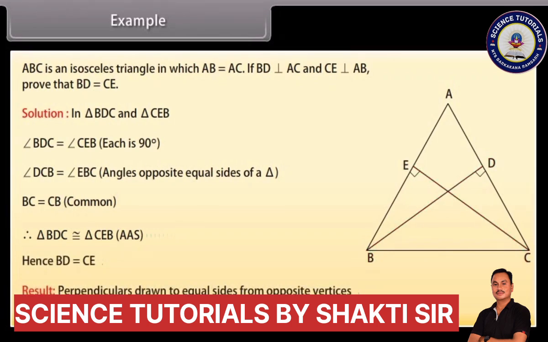This example gives us a result which says that perpendiculars drawn to equal sides from opposite vertices, or altitudes of an isosceles triangle, are equal.